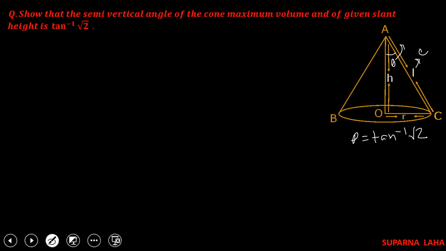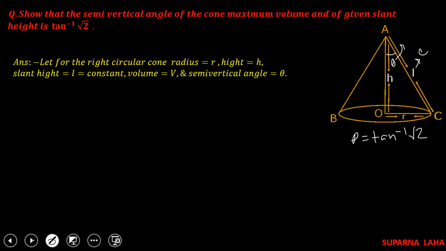Now, first, let us write what we have. We have this radius is r, and this height is h, and this slant height is l, which is a constant. Here it is written, and we need to maximize the volume. Volume is V, and the semi-vertical angle is theta.